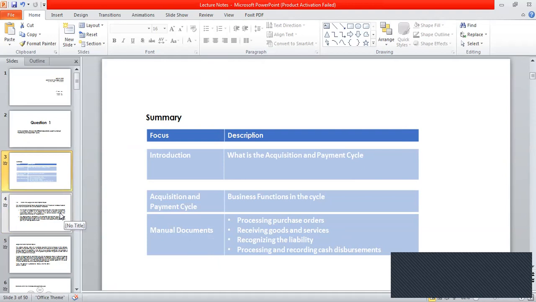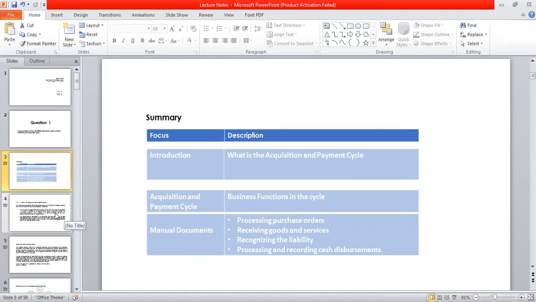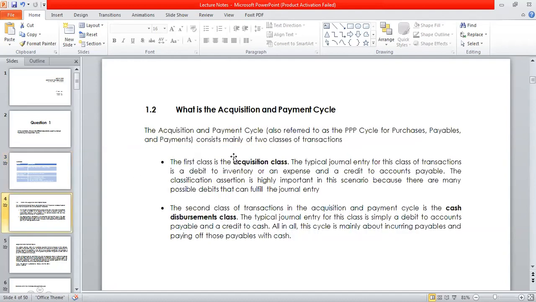So as an auditor, in terms of auditing for risk, you will need to understand the business processes within the functions, so that you'll be able to identify and highlight areas where there are risks. So we are going to discuss the cycle, the acquisition and payment cycle.